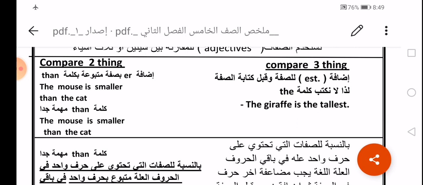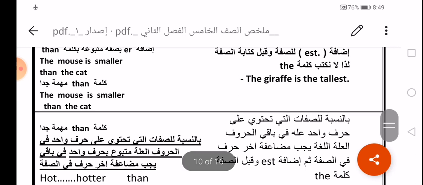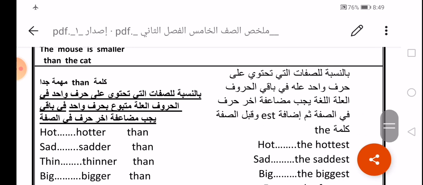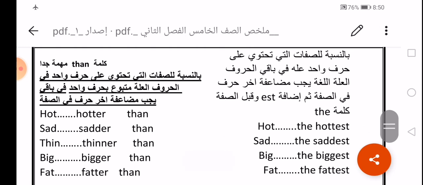Look at this example. The mouse is smaller than the cat. But the giraffe is the tallest. Nothing after giraffe in the adjective tall. Here we have than. We should use than when we compare between two things or two people. We should write than. Look at the rule here in spelling.